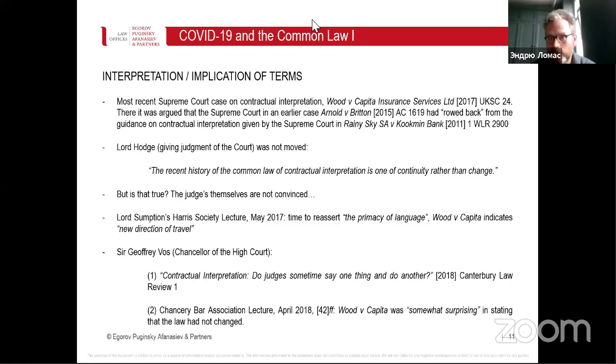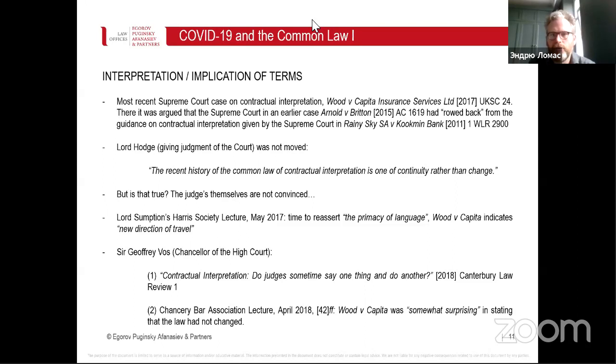Now, before we get to answer that, we have to look at what the law says and how the English courts approach interpretation of contractual terms. In this regard, the most recent Supreme Court case was a case called Wood and Capita Insurance Services, and that was a judgment in 2017, so 3 years ago.